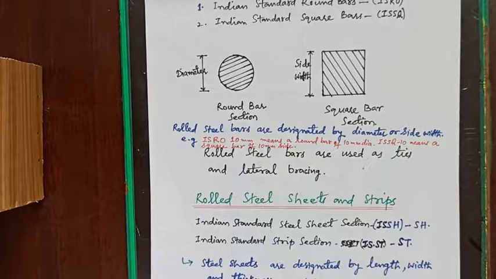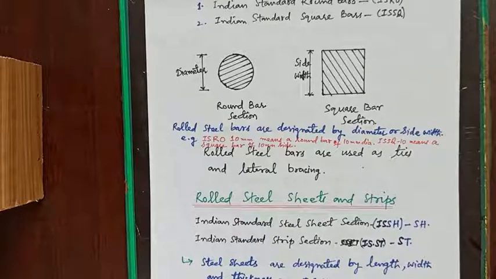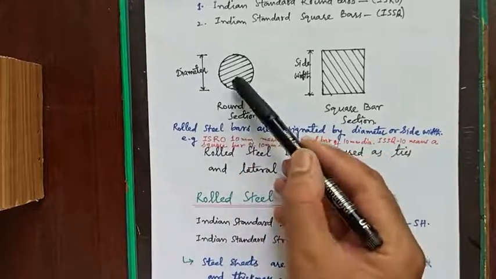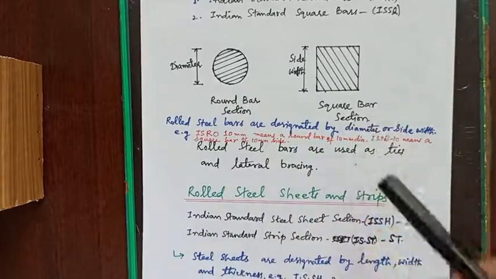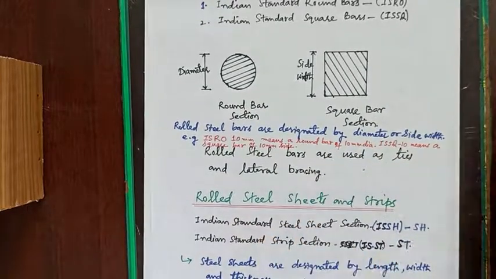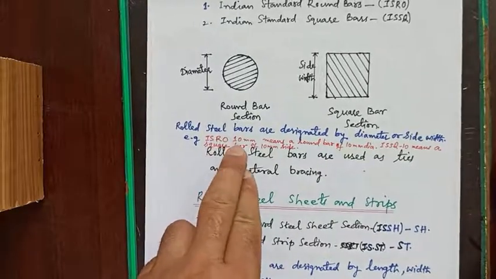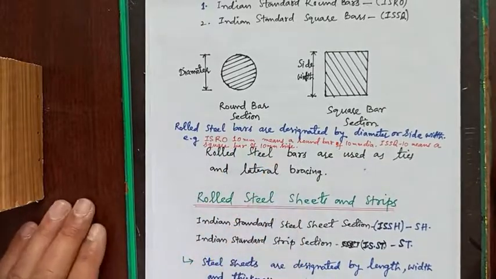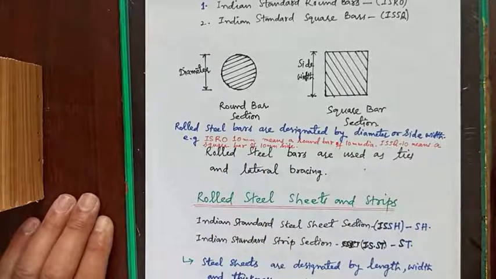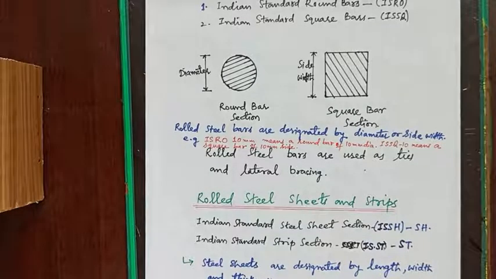Next we have rolled steel bars. In this category we have Indian standard round bars, that is ISRO, Indian standard square bars, that is ISSQ. As shown in figure, this is the round bar section, this is the square bar section of steel. Rolled steel bars are designated by diameter or side width. For example, ISRO 10 mm means a round bar of 10 mm dia, and ISSQ 10 means a square bar of 10 mm side. Rolled steel bars are usually used as ties and lateral bracings.